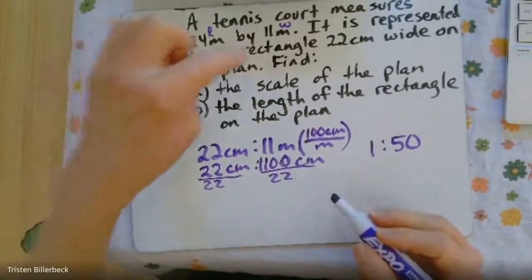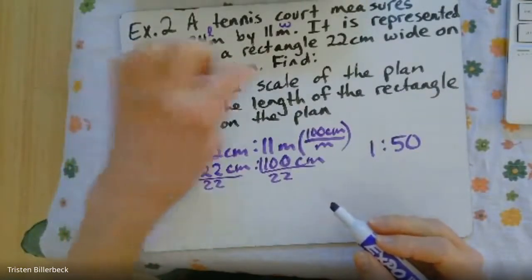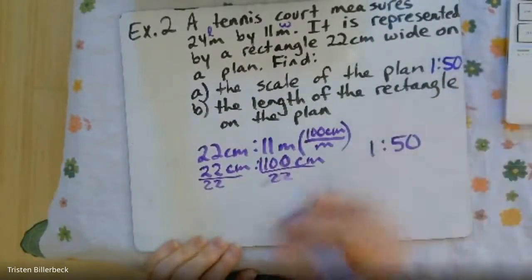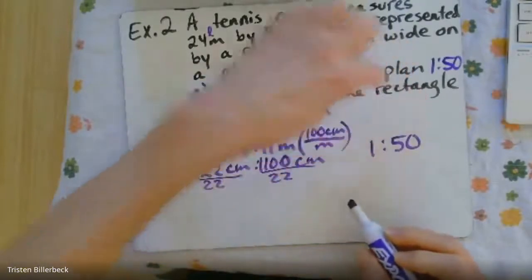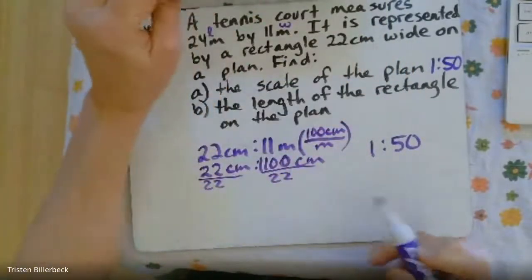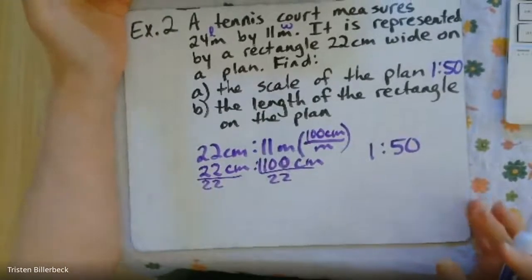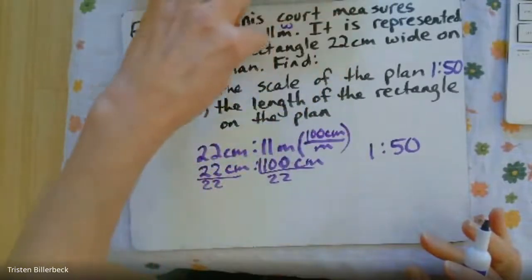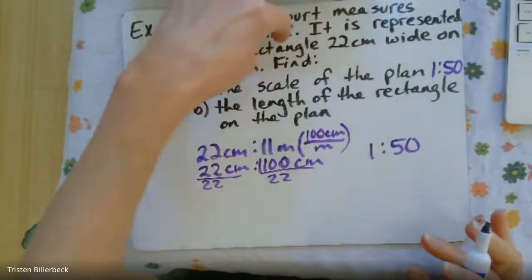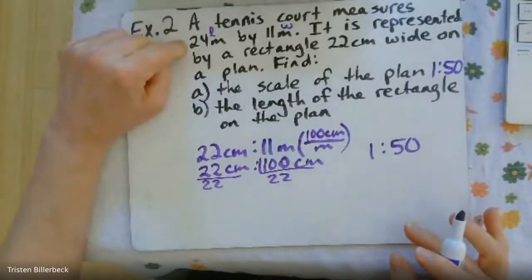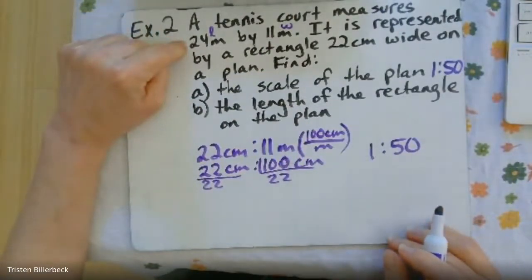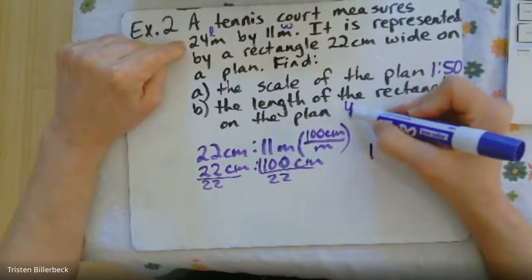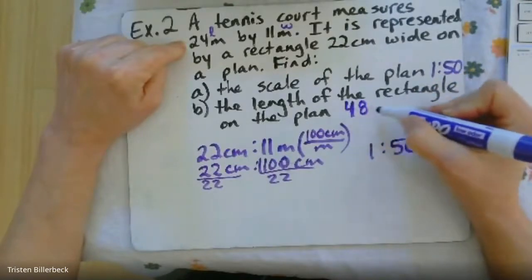All right, so we found A, 1 to 50. Okay, so write that in there. Okay, so B, the length of the rectangle on the plan. Well, let's do this logically. If this is 11 and that's 22, this is twice as much as that, but this is centimeters and that's meters. So what's twice 24? That's 48. And then it'd be 48 centimeters. So we're going to put 48 centimeters here, just doing fast math.